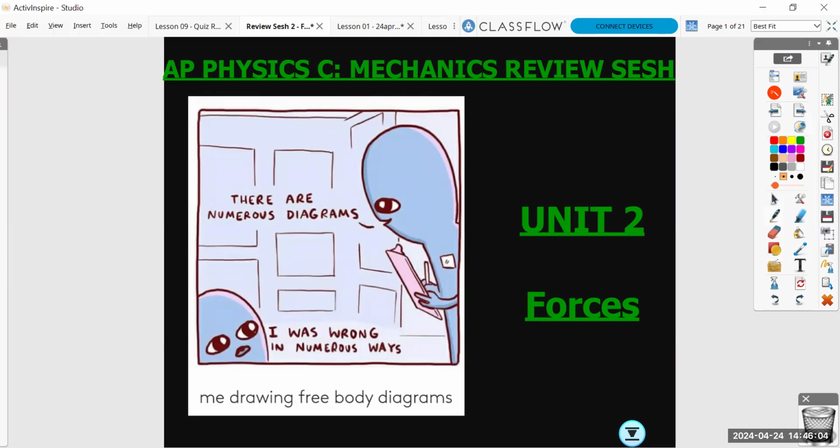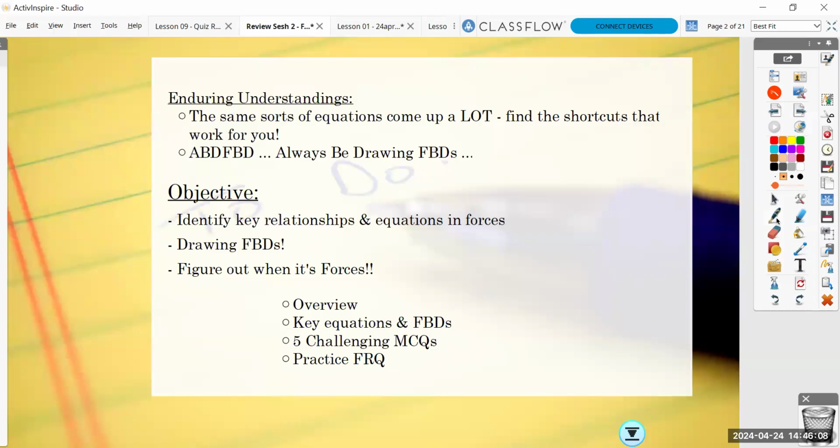All right, talking about forces. So we're gonna do this in a very similar way. We're gonna talk about, generally speaking, figuring out how to figure out some key relationships and equations in forces, especially any that are not on the formula sheet. These are mostly on the formula sheet, so it's a little bit less of a concern. Talk about and practice drawing some free body diagrams and figure out when is it a forces question? When is it something that you need to tackle using forces versus another set of tools?